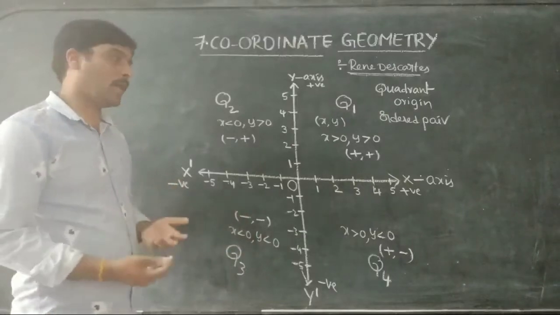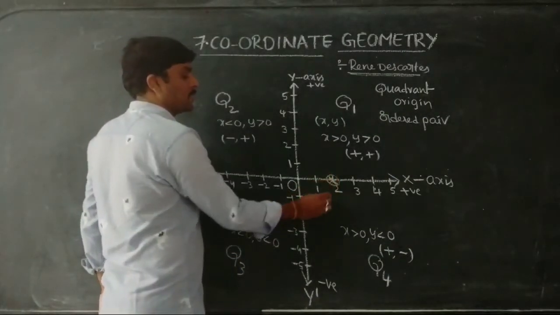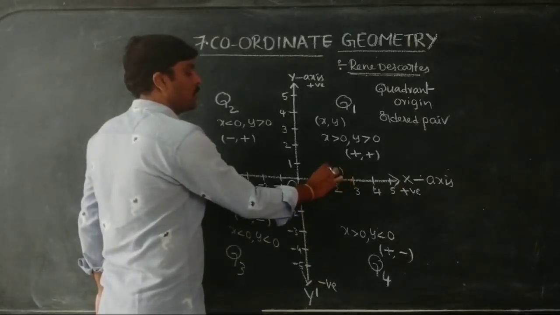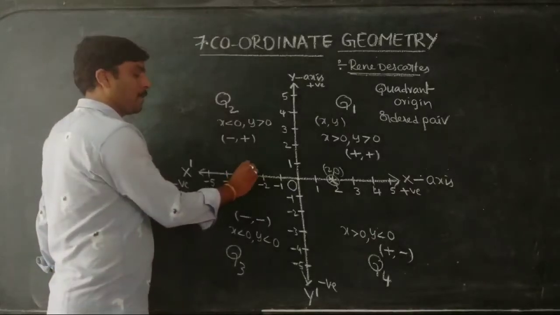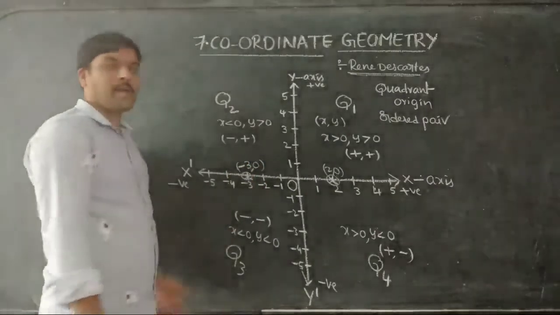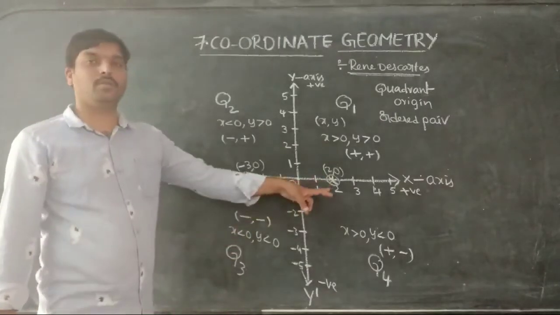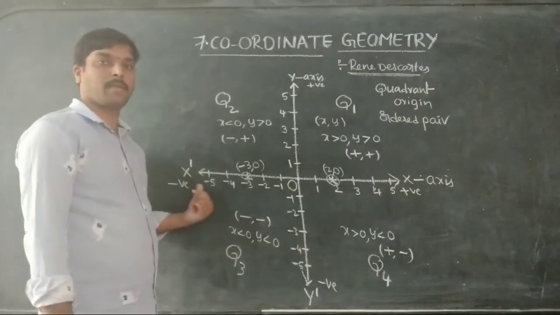First, suppose the point is on the x-axis. Suppose this is the point 2 comma 0. If the point is on the x-axis, suppose this is the point -3 comma 0. For a point on the x-axis, the y coordinate is 0. 1 0, 2 0, 3 0, 4 0, 5 0, -1 0, -2, -3, -4, like that.